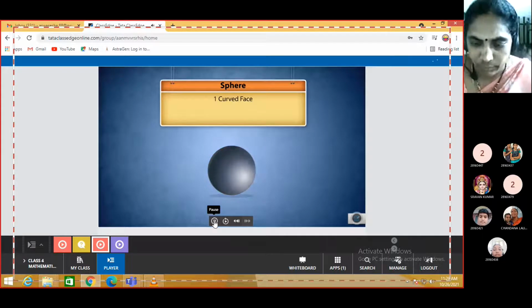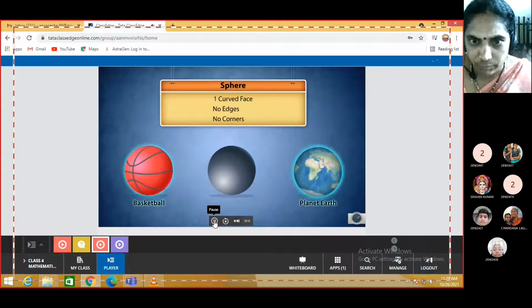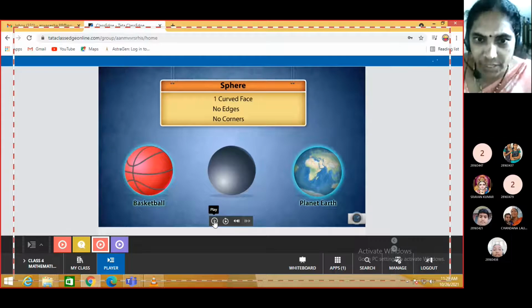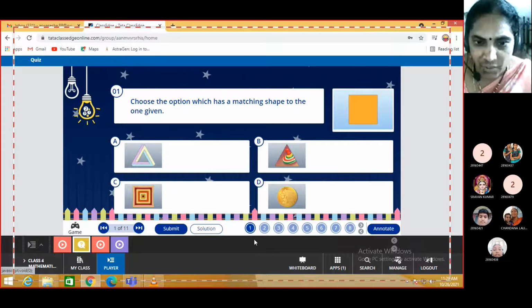It does not have any edges and corners. Besides the basketball, the planet Earth is also shaped like a sphere. Yes, in a sphere, we have only one curved face, no edges and no corners. Basketball and planet Earth are also examples of a sphere. Till now, we learned all the solid shapes and plane shapes. Now, let us have a quiz on these shapes.